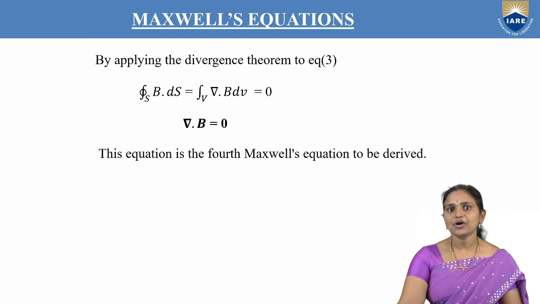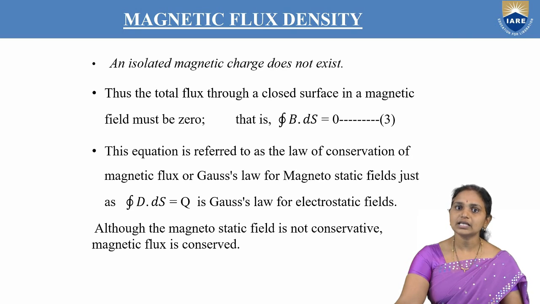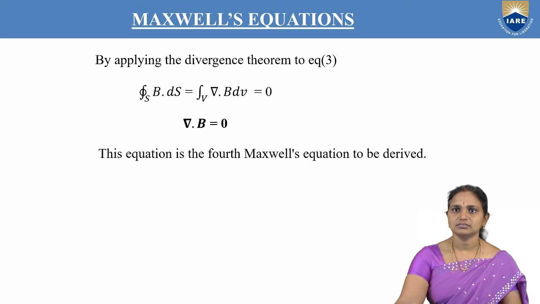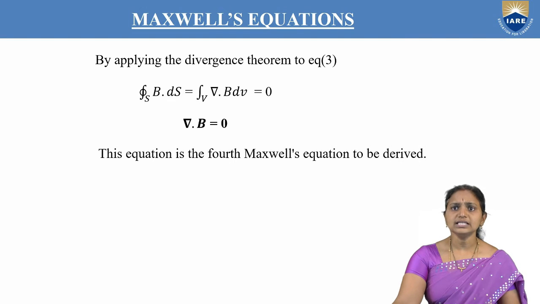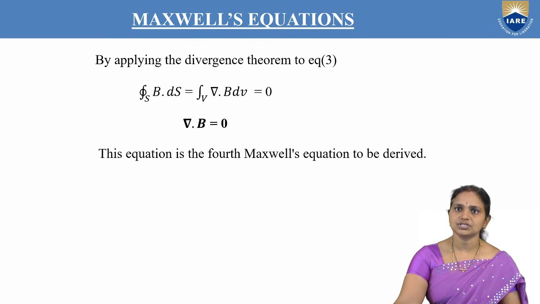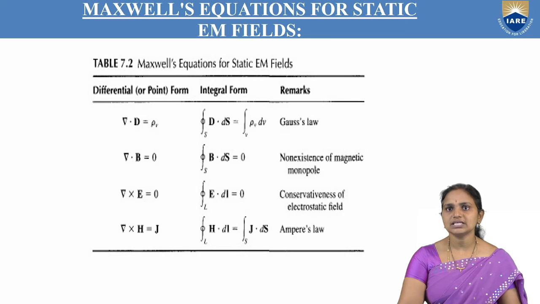Another point we can say about magnetic flux is that the magnetostatic field is not conservative, but magnetic flux is conservative. And one more point is that magnetic flux lines always start at the north pole and end at the south pole, and it always requires a closed path. This is about magnetic flux density and Maxwell's equation. So this magnetic flux density gives us the fourth Maxwell's equation.